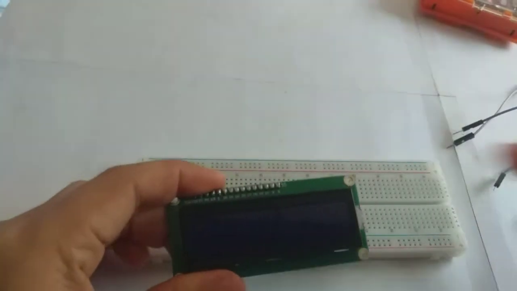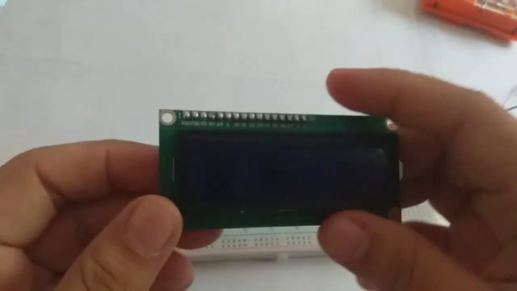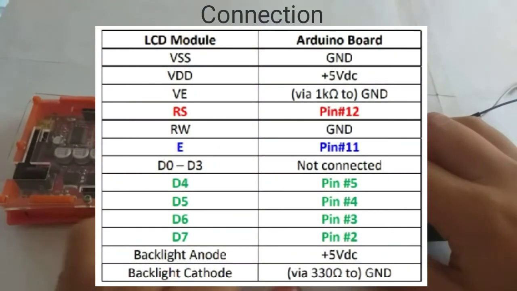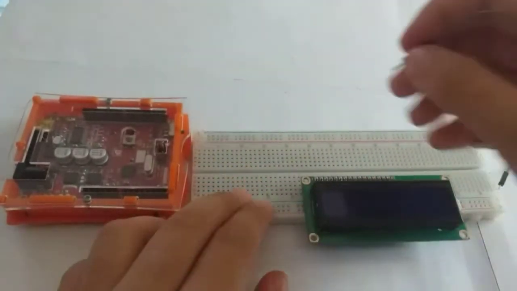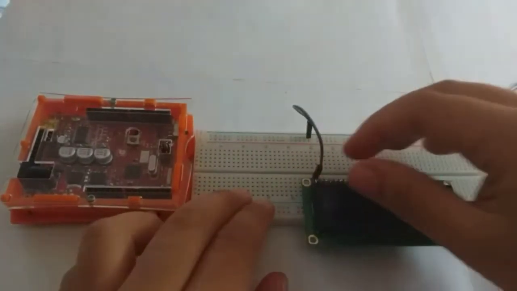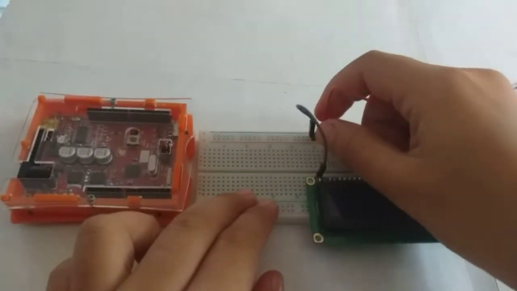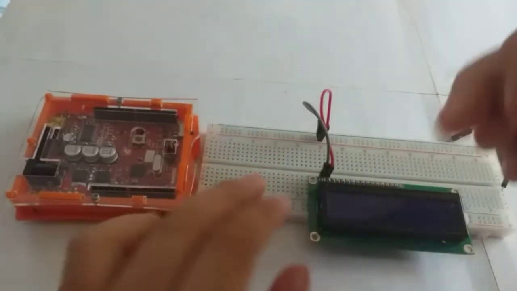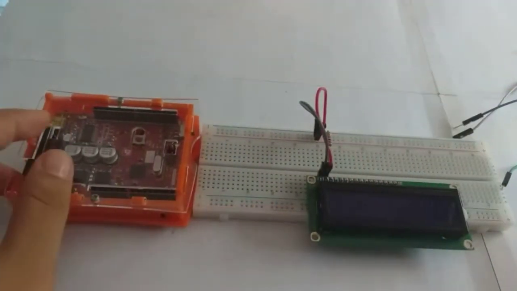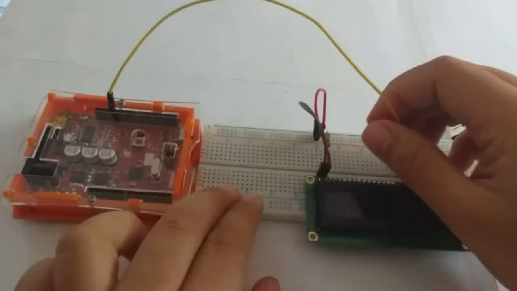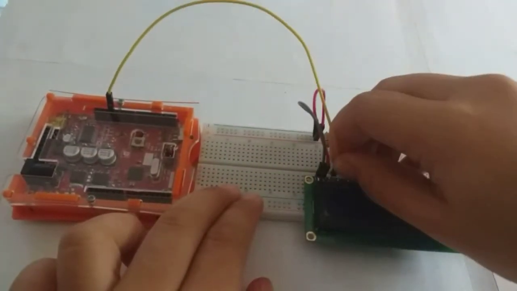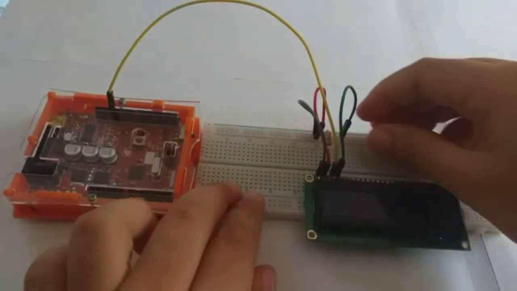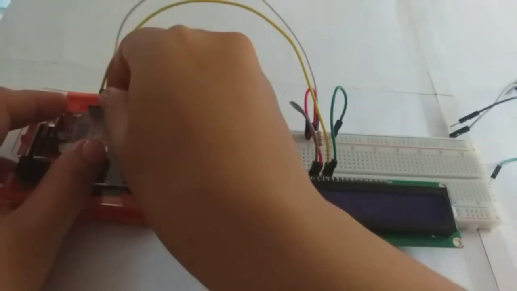Now let's proceed to the construction of what we have on the schematic diagram. So first, the VSS pin of LCD module is connected to the ground. The VDD is connected to 5 volts VDC. VE or the contrast is connected to the ground via 1 kilo ohm resistor. RS is connected to pin number 12. RW or read and write is connected to the ground also. E or enable is connected to pin number 11.